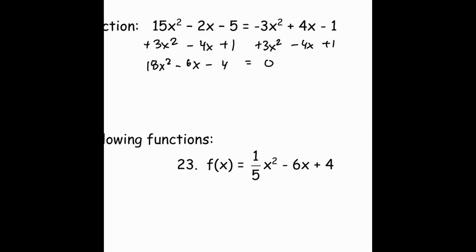Okay, we want to find the roots. So this is nice because since it's equal to 0, they're all even. So we could actually take out a 2. So divide everything by 2. 9x squared minus 3x minus 2 is equal to 0.